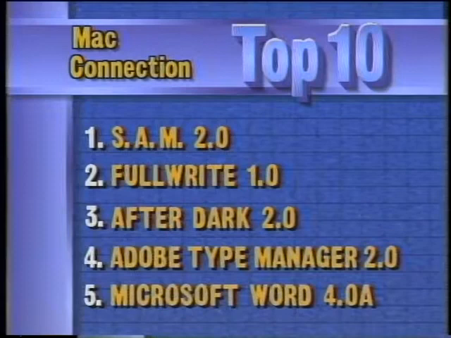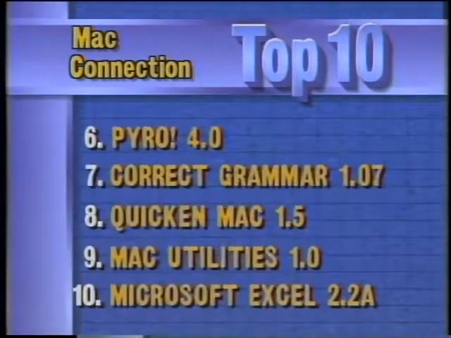Taking a look at this week's top 10 software titles for the Mac, Mac Connection reports SAM is in the #1 position, followed by Fulbright. In 3rd is After Dark, with Adobe Type Manager coming in 4th. In 5th place is Microsoft Word 4.0. Rounding out the top 10 titles are Pyro, Correct Grammar, Quicken Mac, Mac Utilities, and Microsoft Excel.